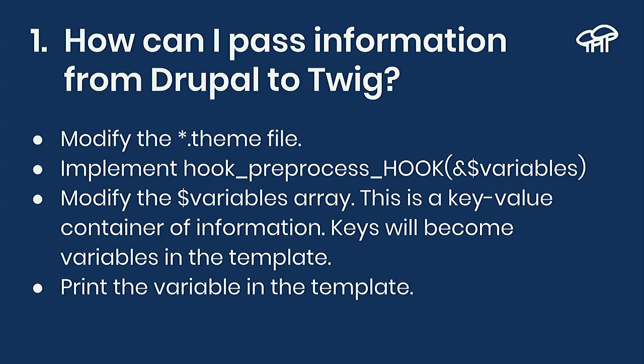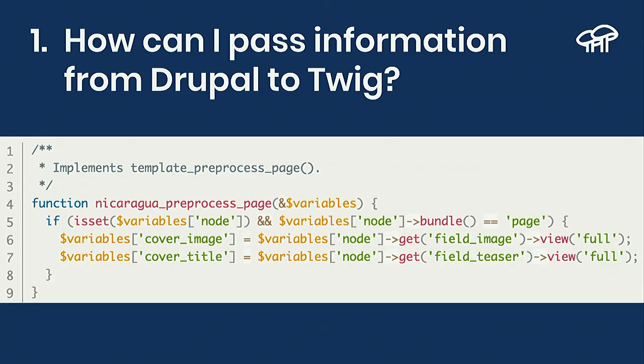And then you receive an array of variables. That is a key value array. The keys are going to become the variables available inside the Twig template. You make all the changes, you can add, you can remove, you can modify, and then you simply print the variables in the template. So this is an example. Let's say that I have a node, and I have an image field in that node, but I want to print that image in a different region. I want to put it somewhere else. So how do I do that?